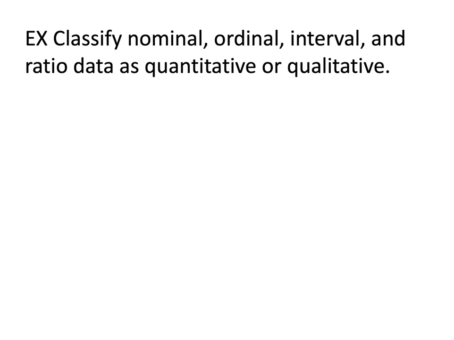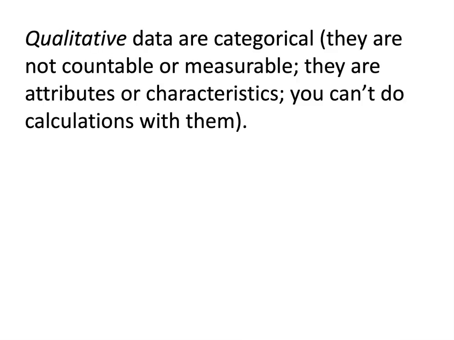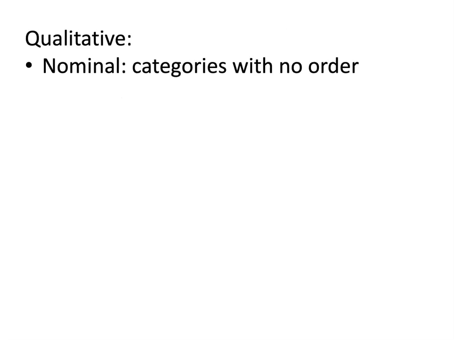Let's classify nominal, ordinal, interval, and ratio data as quantitative or qualitative. Qualitative data are categorical. They're not countable or measurable. They're attributes or characteristics. You can't do calculations with them. So we saw earlier hair color, personality, even ID number. So examples of qualitative data would be nominal data. These are categories with no order. It's not like red is greater than brown is greater than blonde. That's not going to work.